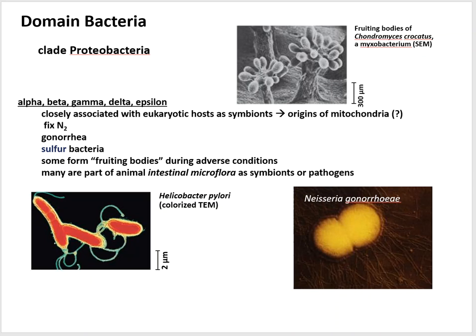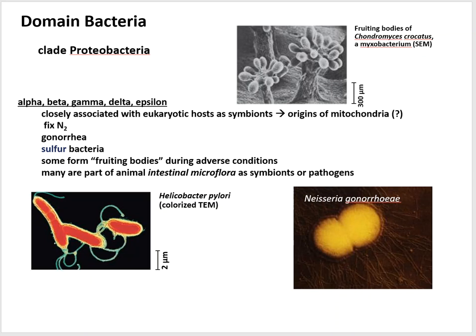Sulfur bacteria, they oxidize sulfur. Members of this group can live in very bizarre environments. Sulfur bacteria would be ones you'd find in high concentrations down around those geothermal vents, right? A lot of sulfur coming up through the water there. Some of them form fruiting bodies during adverse conditions, like the one up above, the Myxobacterium, Chondromyces crocatus, right? That's the fruiting body.